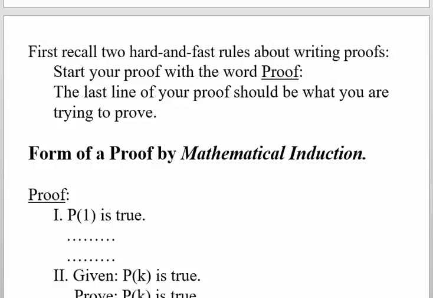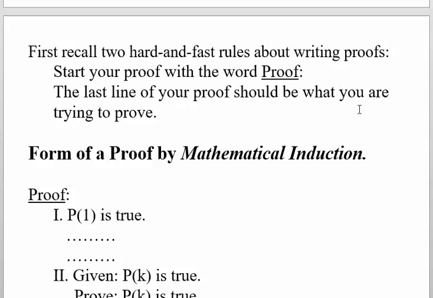Now I'd like to look at the form of a proof by mathematical induction. But before we do that, I want to recall two hard and fast rules about writing proofs. First of all, you start your proof with the word proof. Secondly, the last line of your proof should be what you're trying to prove. As we're taking baby steps writing proofs, we need to do some of the basics. It's kind of like starting a sentence with a capital letter and ending a sentence with a period.